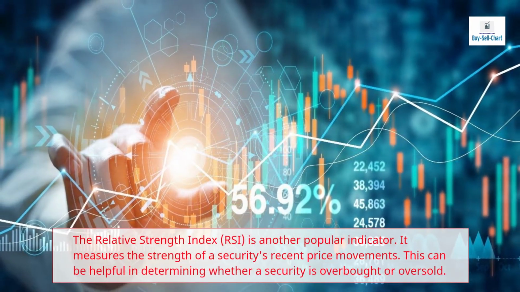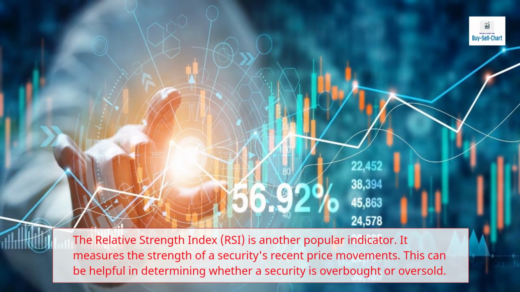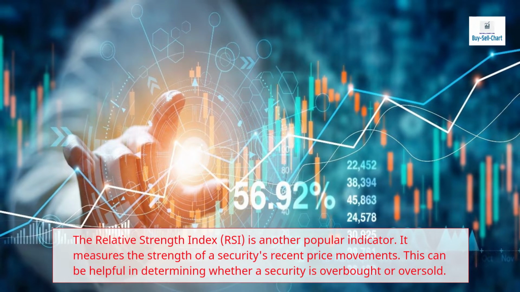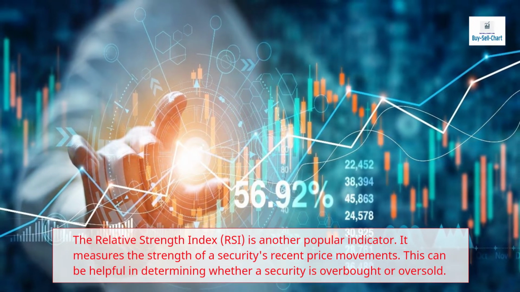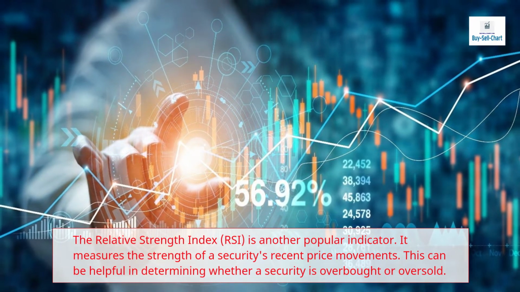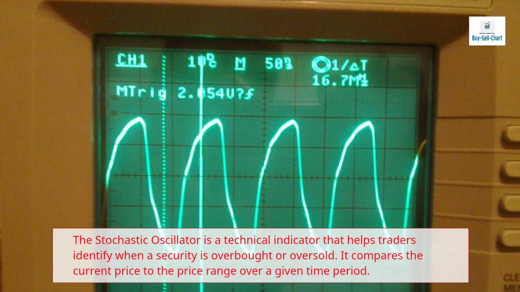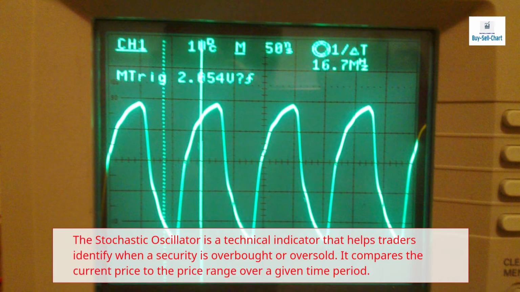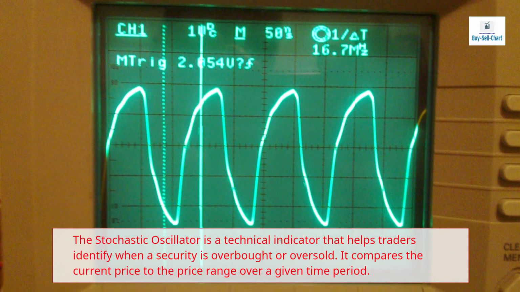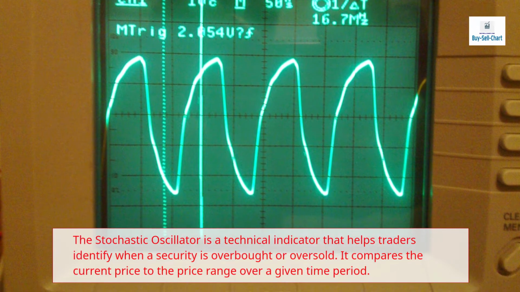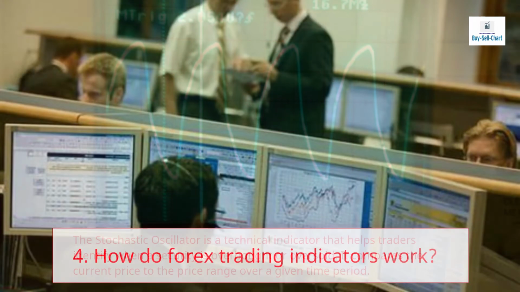The relative strength index, RSI, is another popular indicator. It measures the strength of a security's recent price movements. This can be helpful in determining whether a security is overbought or oversold. The stochastic oscillator is a technical indicator that helps traders identify when a security is overbought or oversold. It compares the current price to the price range over a given time period.